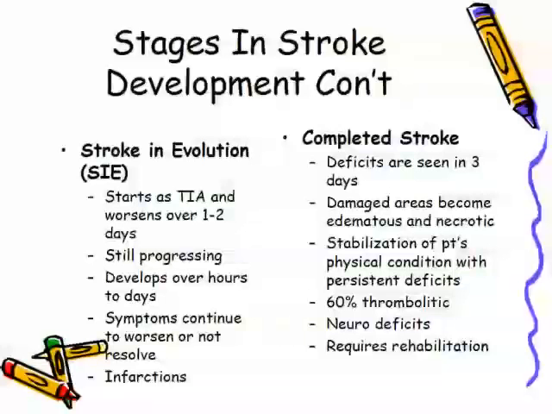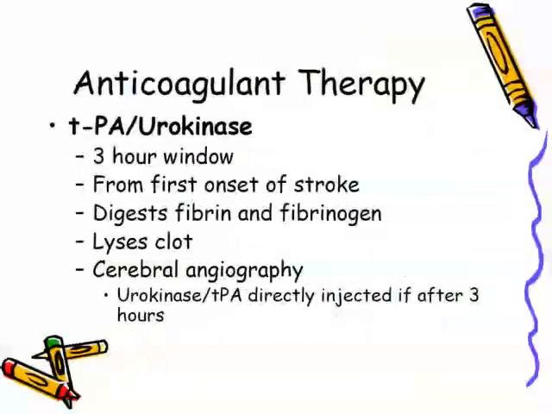About 60% of thrombotic strokes will occur during sleep, like I said, and will result in neurodeficits and require rehabilitation to get that patient functioning back of motor response and those types of things. So how do we treat the patient that's had a stroke?